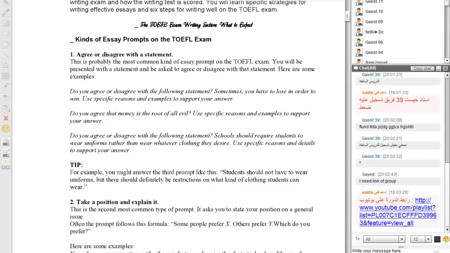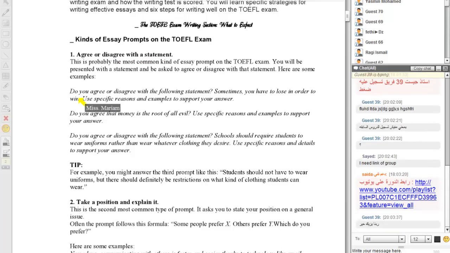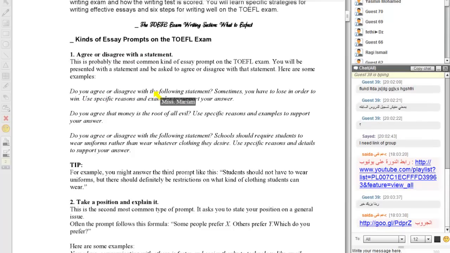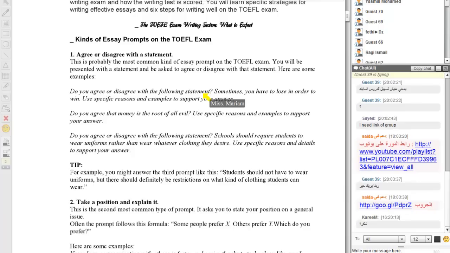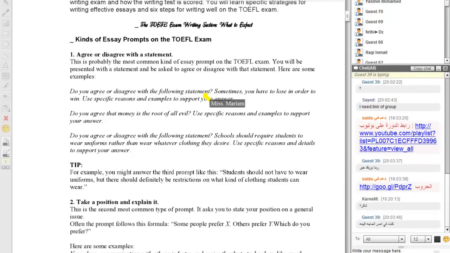So, we said that there are many types of essay prompts on the Toefl exam. The first one is agree and disagree with the statement. You have a statement like this: Do you agree or disagree with the following statement? And then you are going to write an essay concerning this topic.